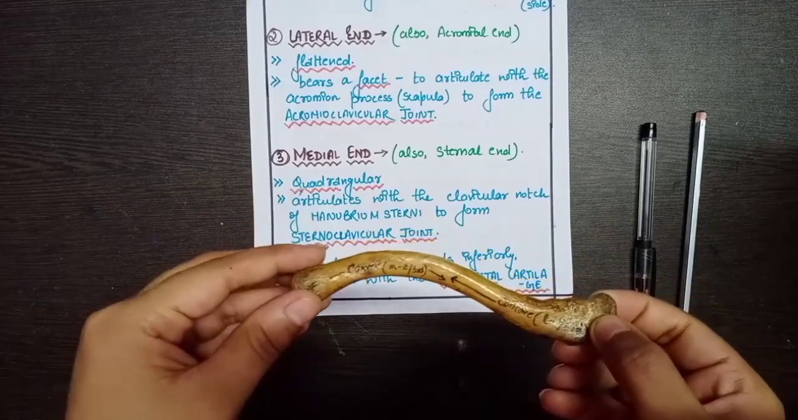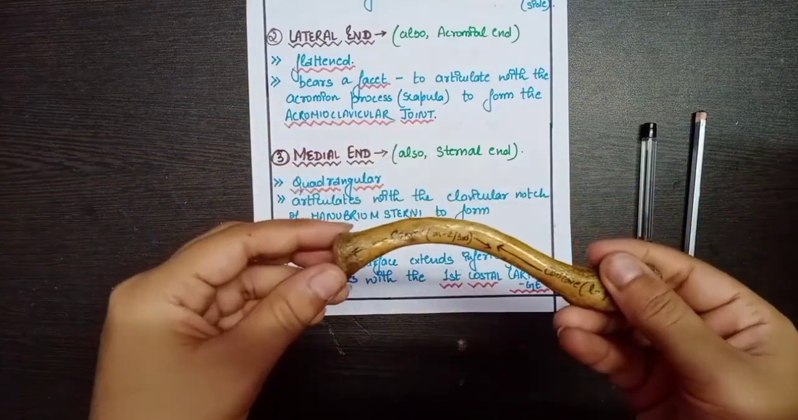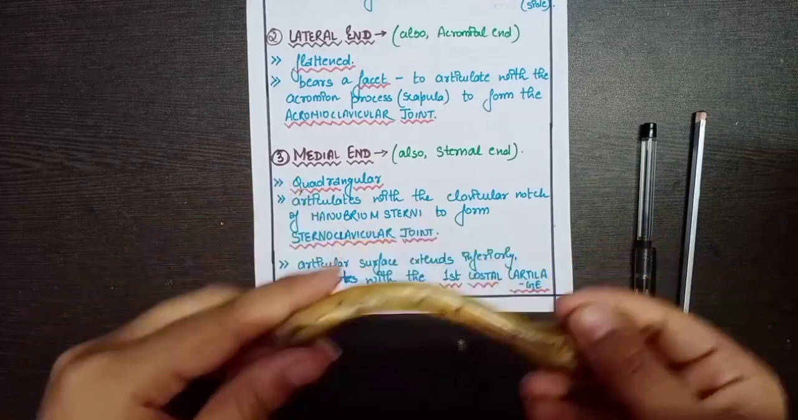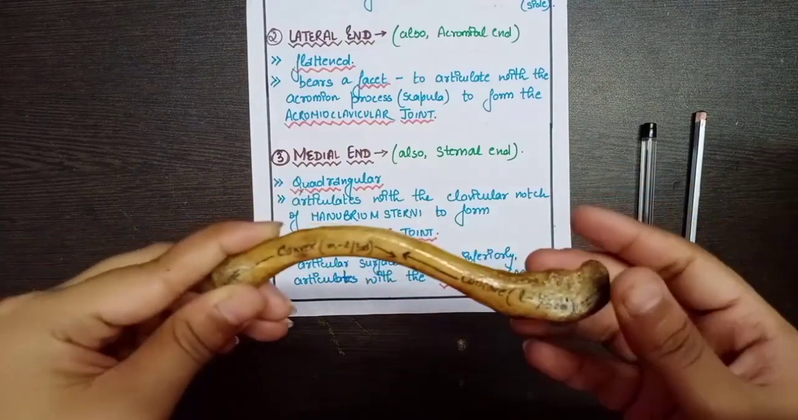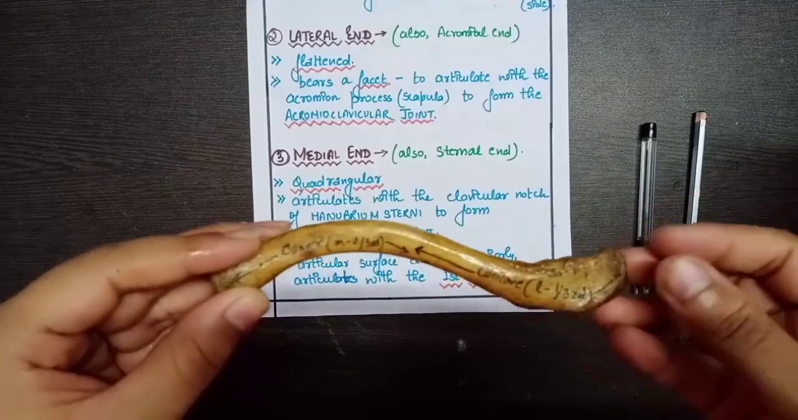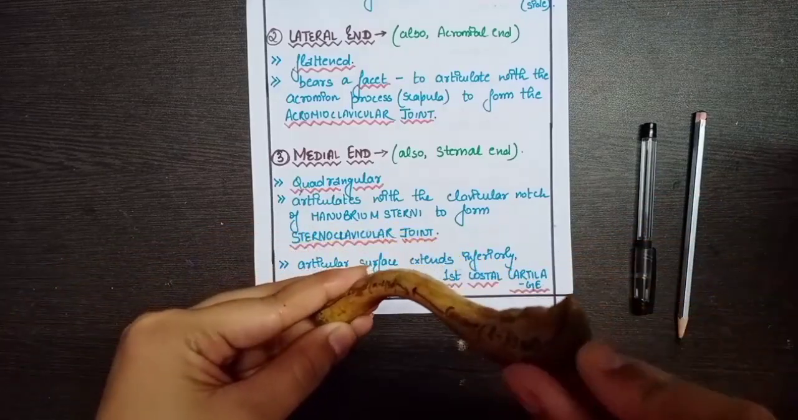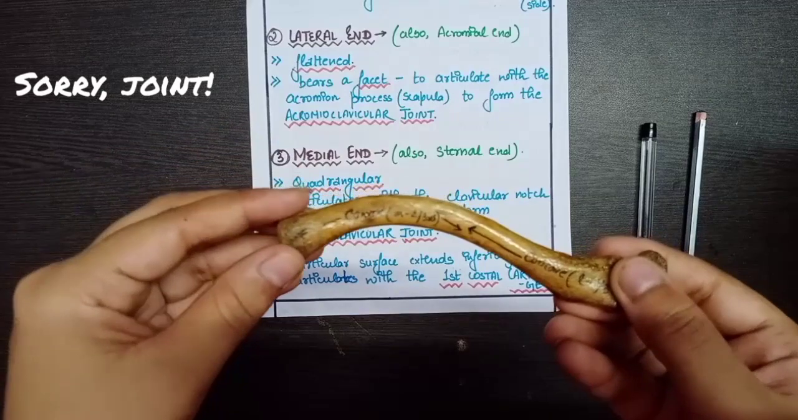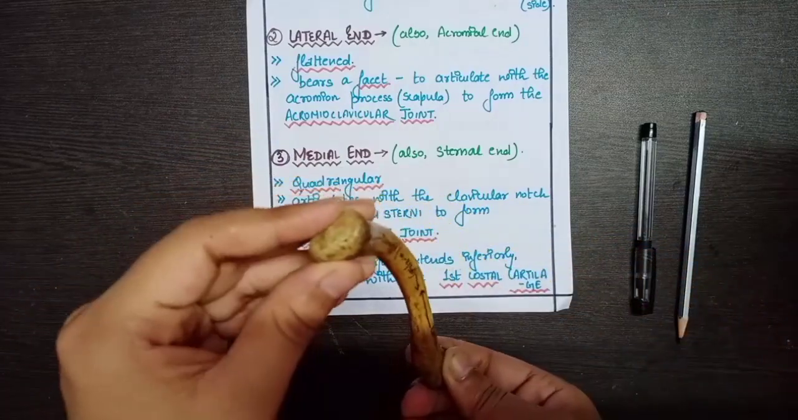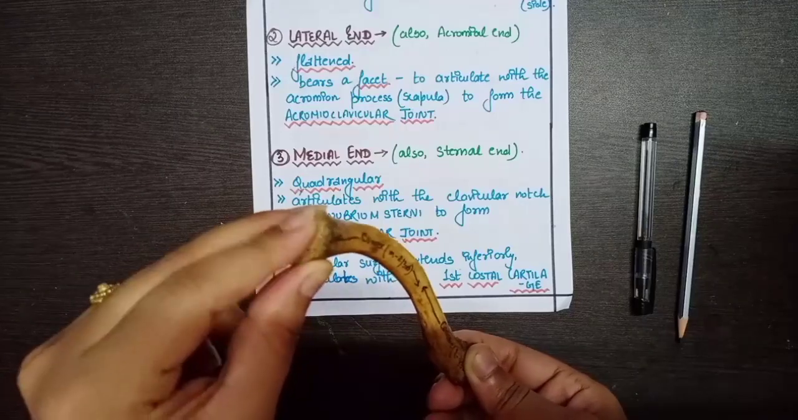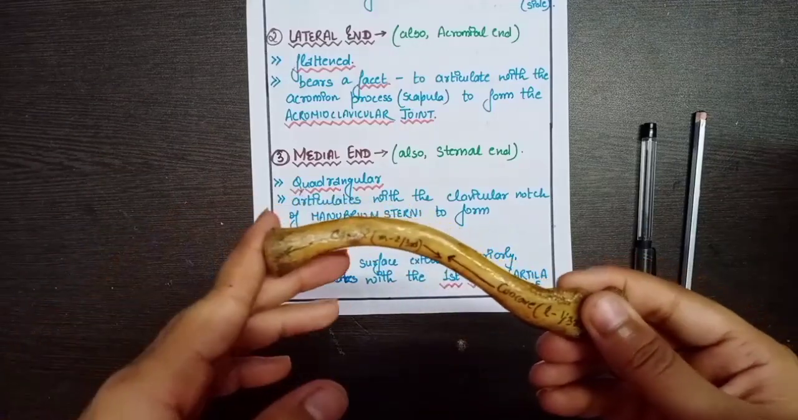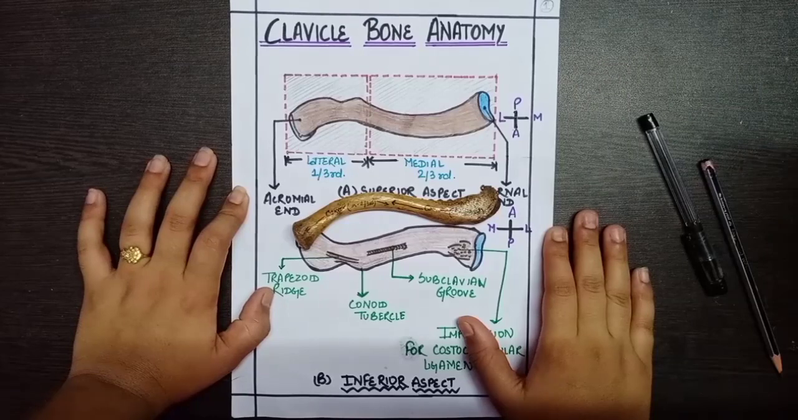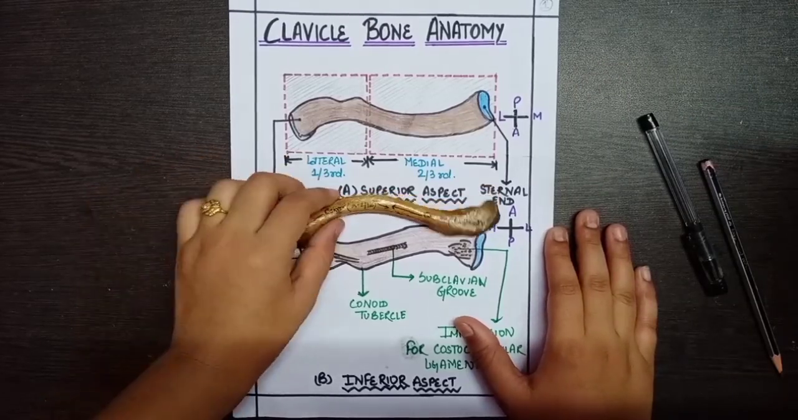Okay, what also happens here is it also extends inferiorly. The articular surface also extends inferiorly and articulates with the first costal cartilage. So the lateral end is also known as the acromial end. It is flattened, has a facet that articulates with the acromion and forms the acromioclavicular joint. Then the medial end is round and quadrangular. It articulates with the clavicular notch of the manubrium sterni, forms the sternoclavicular joint, and also extends inferiorly and articulates with the first costal cartilage. So guys, this is all about the features and the side determination of the clavicle bone.